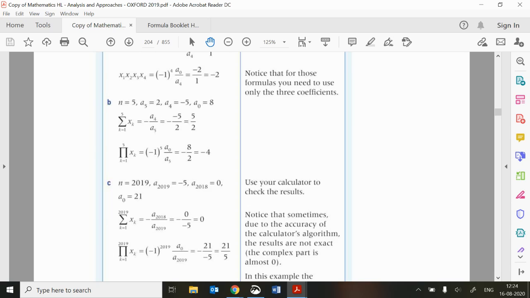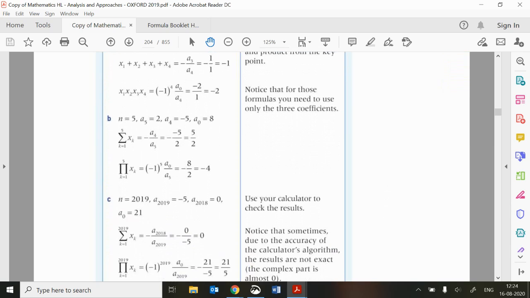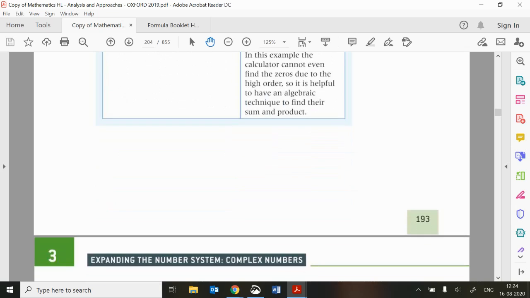Okay, another little thing there is it says, notice that for these formulas, you only need to use 3 coefficients. Again, I find that kind of interesting that the sum of all of these roots and the product of all of these roots boils down to just 3 important coefficients from our original polynomial here. So yeah, there we go.